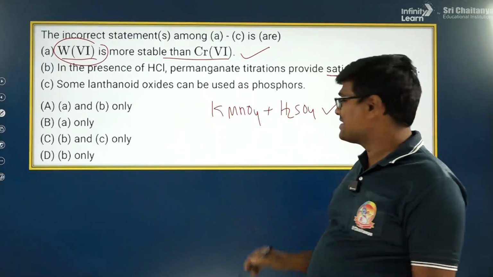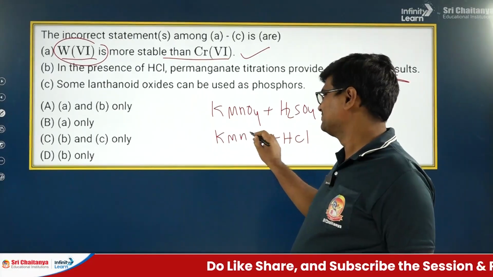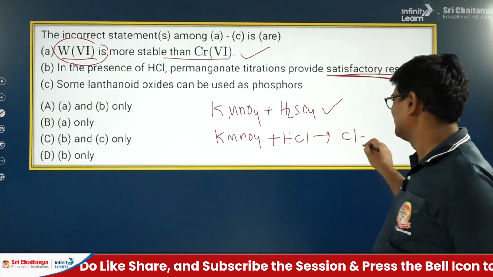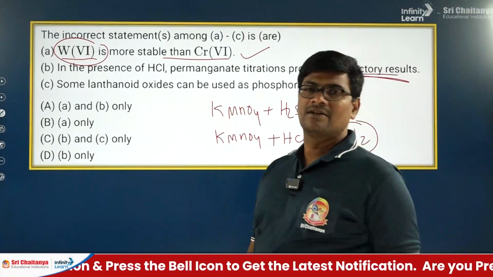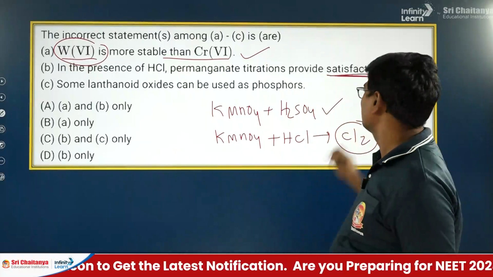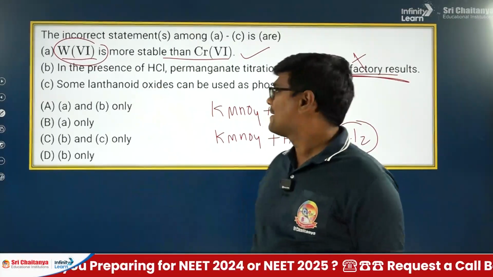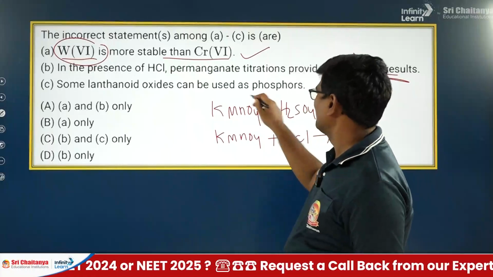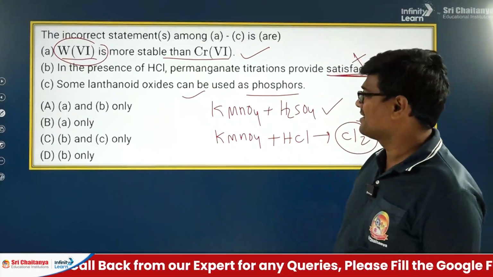What happens when you use HCl? Here KMnO4 oxidizes HCl to give chlorine. So therefore the medium itself reacts with the reagent. Therefore we don't get the satisfactory results, which is actually incorrect statement. The next option C. Some lanthanide oxides can be used as phosphors. This is right statement only. Uses of the lanthanides. So A and C are correct.